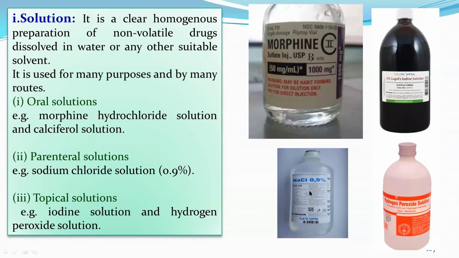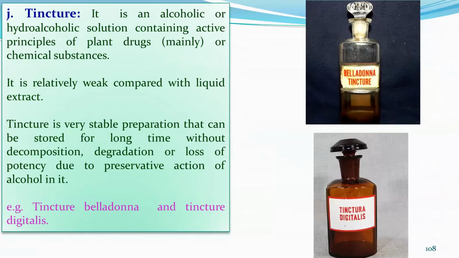Then the topical solutions, examples are iodine solution and hydrogen peroxide solution. Here, with hydrogen peroxide, you might have seen that whenever it comes in contact with some dirt and other things, froth is produced. So all these are clear in visibility and just look like water. Of course, Lugol's iodine and other things are not clear, but they are solutions. And tincture.